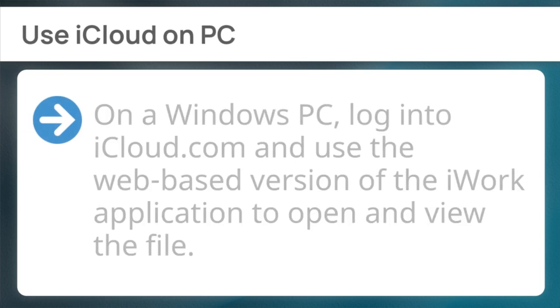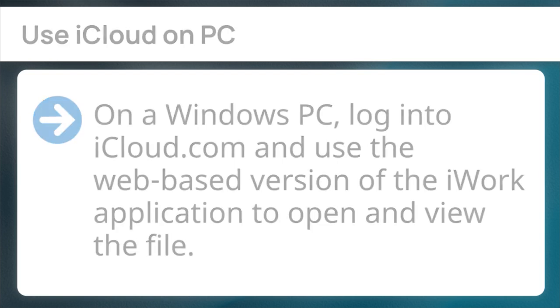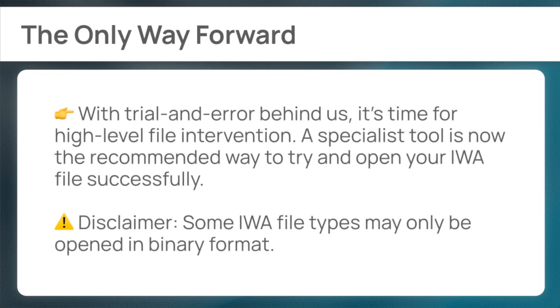Next, use iCloud on PC. On a Windows PC, log into iCloud.com and use the web-based version of the iWork application to open and view the file. Finally, use Archive tool. Rename the file extension to .zip and use a utility like 7-zip to extract the embedded .json files to salvage the raw data.